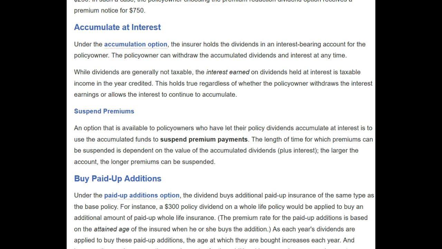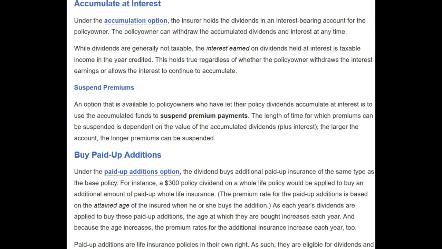Suspend premiums. An option that is available to policy owners who have let their policy dividends accumulate at interest is to use the accumulated funds to suspend premium payments. The length of time for which premiums can be suspended is dependent on the value of accumulated dividends. The larger the account, the longer the premiums can be suspended.